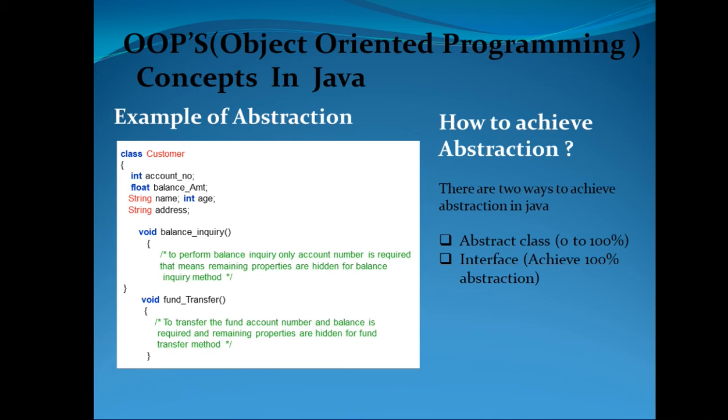So we have just the signature of the methods, but don't have any implementation. So this is the example of abstraction. So the question arises how to achieve abstraction in Java. There are two ways to achieve abstraction in Java: abstract class achieves 0 to 100% and interface achieves 100% abstraction.